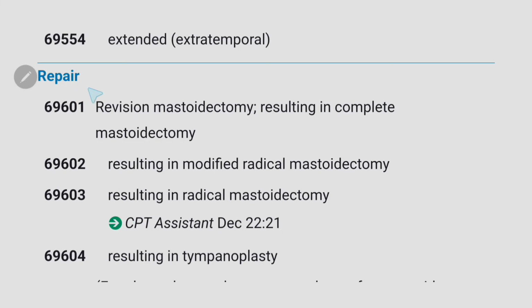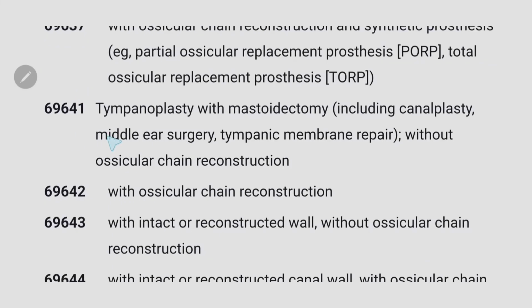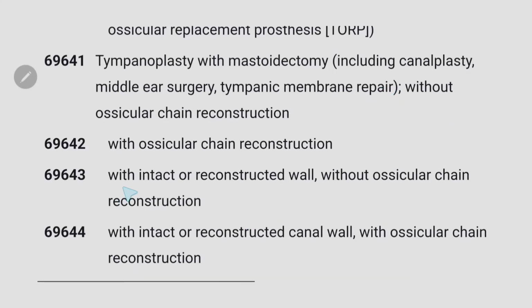Next important codes are for repair. In this we have the important code 69641, that is for tympanoplasty with mastoidectomy. Okay, so this is without ossicular chain reconstruction. 69642 is for with ossicular chain reconstruction, and 69643 is for tympanoplasty with mastoidectomy with intact reconstructed wall without ossicular chain reconstruction, and 69644 is for with intact or reconstructed canal wall with ossicular chain reconstruction.